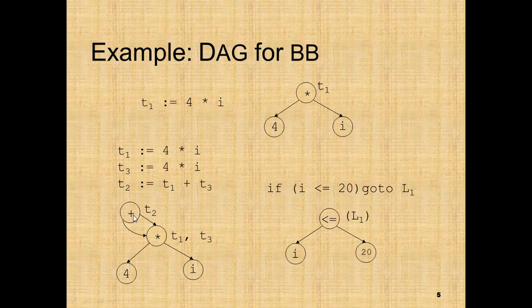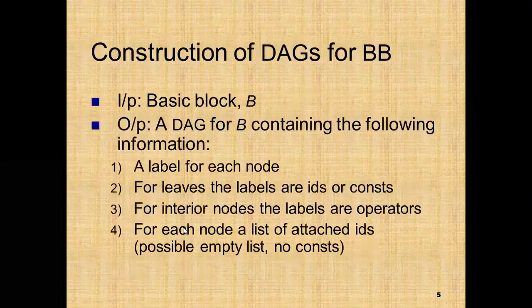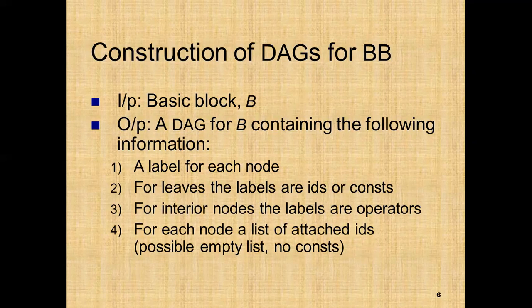Now you can see here plus, star, less, equal. So these are called the interior nodes and these are called the leaves here. So at point number 3, for interior nodes, the labels are operators. Now you can write the different operator names which are involved during writing your statements. Number 4, another point: for each node, a list of attached IDs, identifiers.